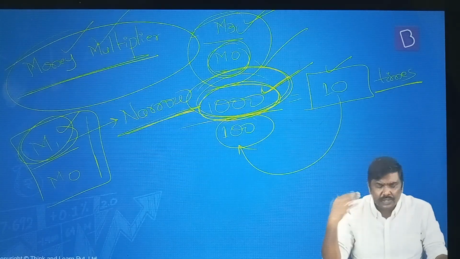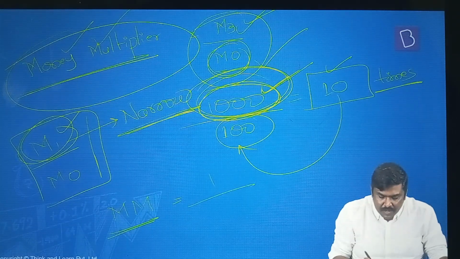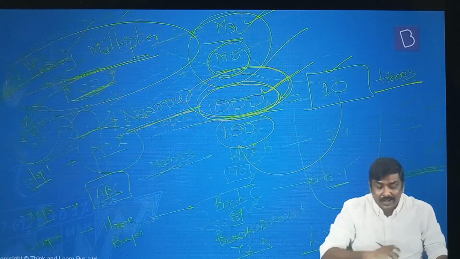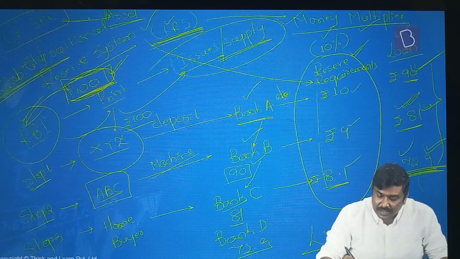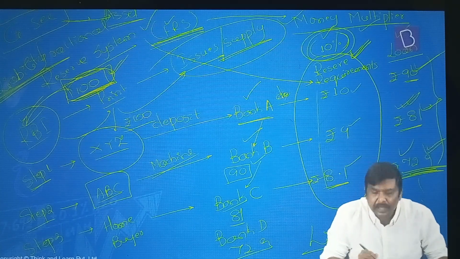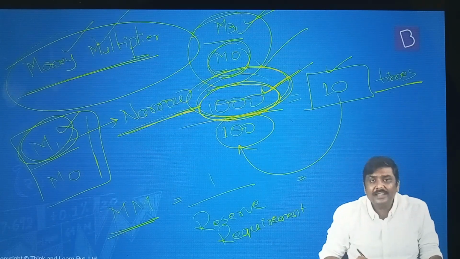And some of the other books will also give you the money multiplier. I'll use a short form here. MM is equal to 1 upon reserve ratio or reserve requirements. What do you mean by reserve requirements? If you remember the earlier calculation that we have done, there are reserve requirements for the banking sector as mandated by RBI. What was my assumption here? Assume the reserve requirement is 10%. And the money multiplier can be calculated like this also.